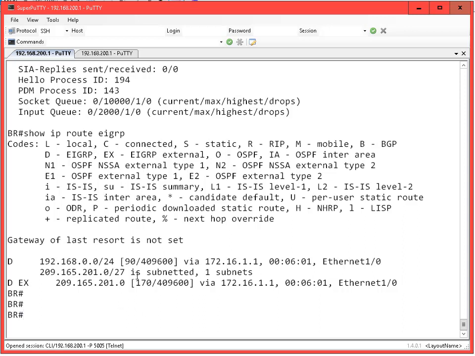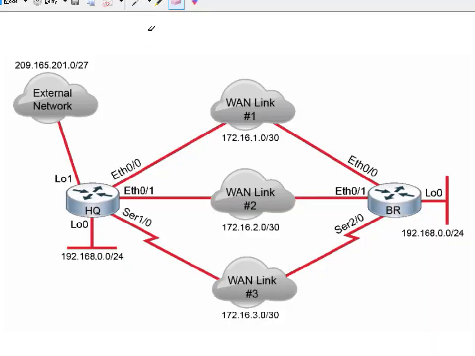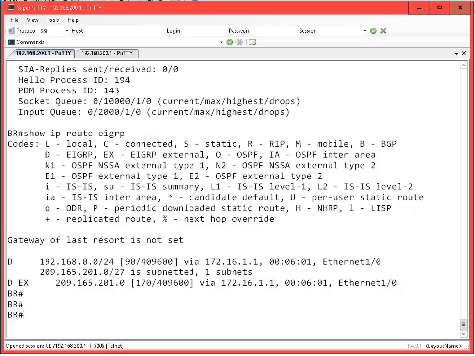All right, let's go ahead now and enable EIGRP on our second WAN link. We've already enabled it on this link, and now we are going to enable it on this link as well. Let's go into BR. Actually, we're going to enable it on all three links at this point, I believe. So we've got to put in a network statement for the 2 subnet and for the 3 subnet. Let me do that on the BR router.